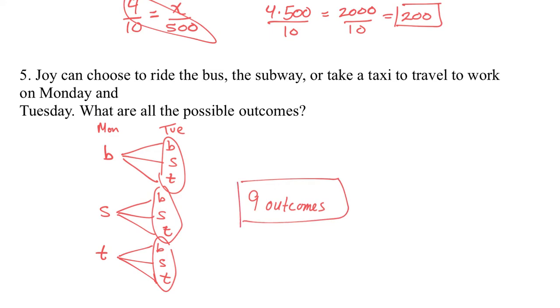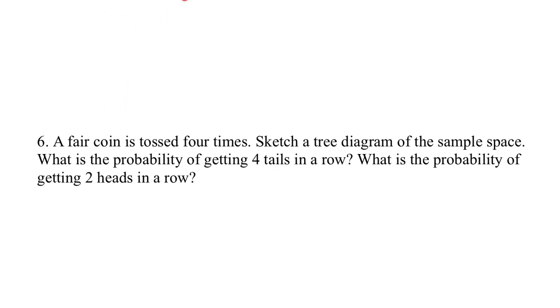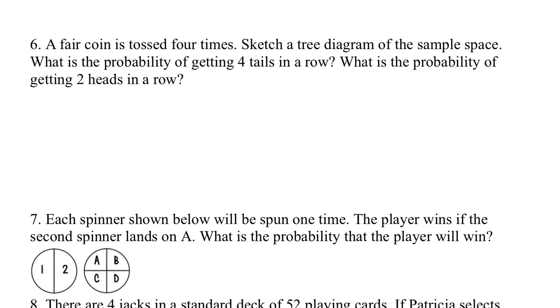Boom. Number 5. Number 6. A fair coin is tossed 4 times. Sketch a tree diagram for the sample space. What is the probability of getting 4 tails in a row?